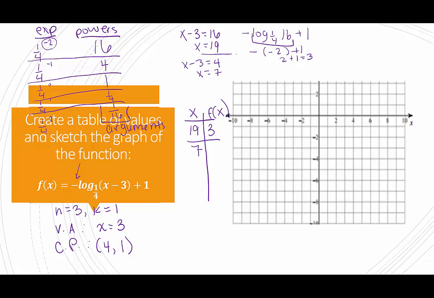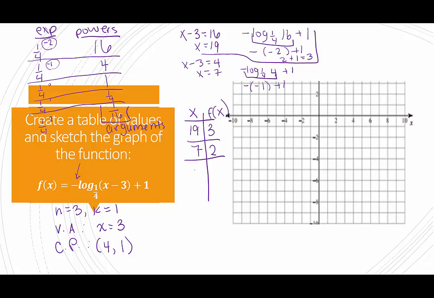And now we want to figure out what the corresponding f of x value is. So this is negative log base 1/4 of 7 minus 3, which is 4, plus 1. This is log base 1/4 of 4. So what power do I raise 1/4 to give me a result of 4? That's right here, negative 1. That negative is different than this negative. This negative is part of our function here. This is negative of negative 1 plus 1. So negative of negative is positive, and 1 plus 1 is equal to 2.